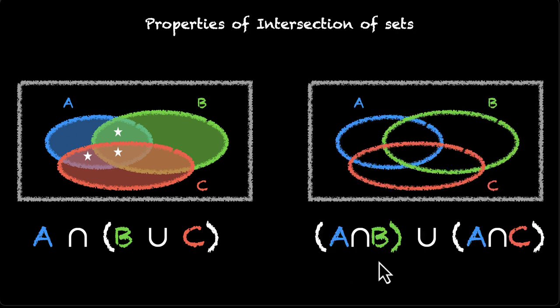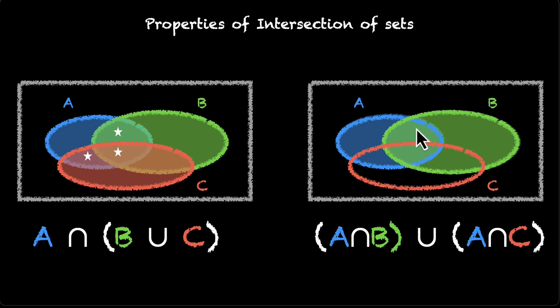So let's see what we have. We have A intersection B. So let's find the intersection of A and B. So we have A and B and its intersection is this region, these two small regions. We'll take the union of it with A intersection C. But first let's mark A intersection B. We have this and this.